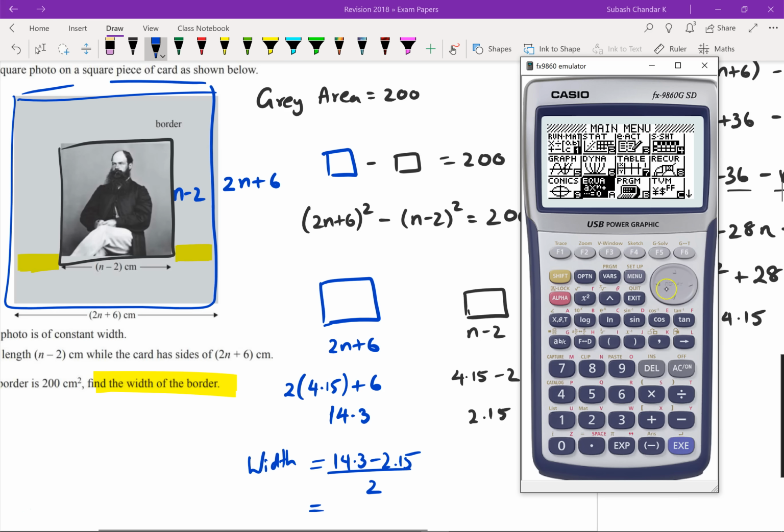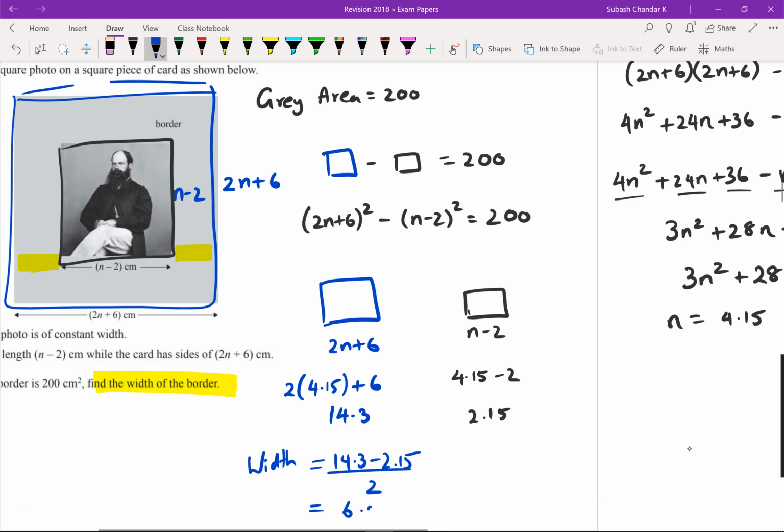Because remember, there's actually two widths in that. You can see in the diagram with the two yellow parts. So I've got 14.3 minus 2.15, and that divided by 2 is roughly 6.075. Now of course guys, with this answer it might be a different one in the answer schedule, because you know, rounding error is always got to keep an eye on it. So final correct answer gets you an excellence.